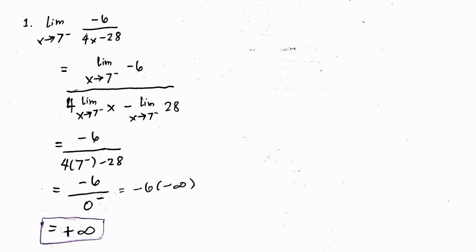Now it is stated in the lesson that when the approaching limit is to the left, the resulting limit will be negative infinity. So applying it, it will become negative 6 multiplied by negative infinity, which will be equal to positive infinity. So the overall limit of the said function is positive infinity.